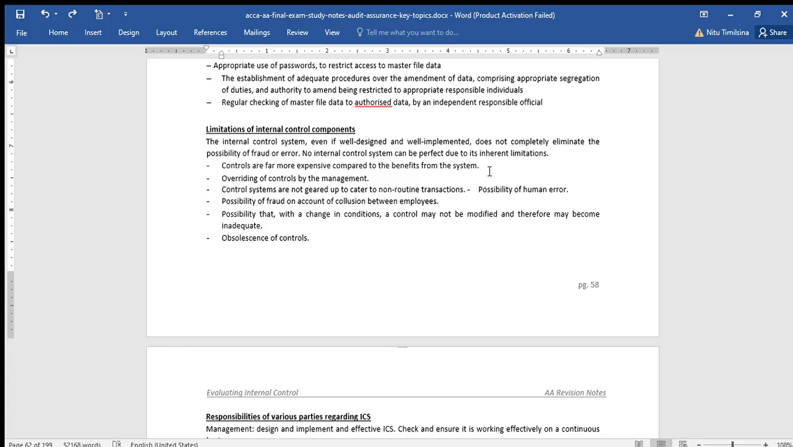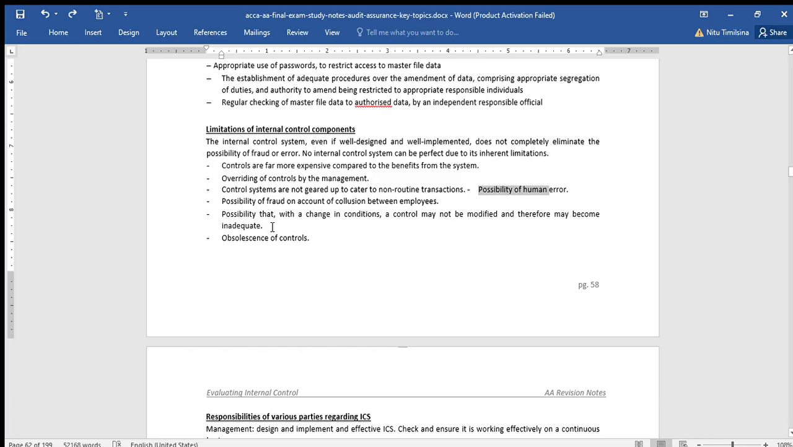As management is responsible for controlling the corporate governance, if they are overriding those controls, then no one is going to know. Fraud will not get detected, because the higher the level of fraud, the more difficult it is to detect. Control systems are also not geared up to cater to non-routine transactions, the possibility of human error, and the possibility of fraud on account of collusion between employees.